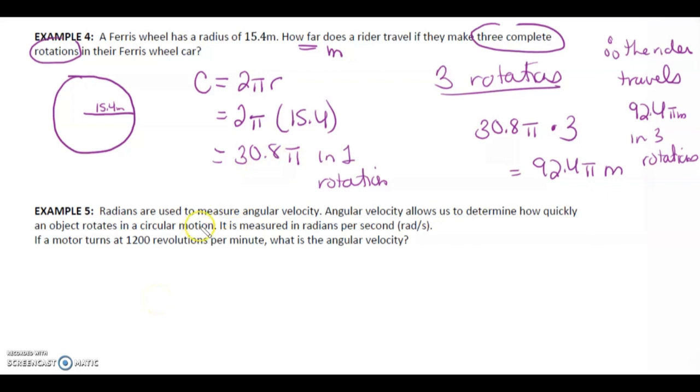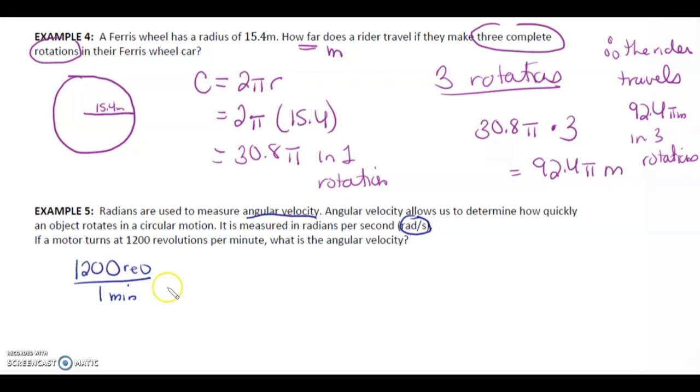Example 5, radians are used to measure angular velocity. Okay, angular velocity allows us to determine how quickly an object rotates in a circular motion, and it's measured in radians per second. So here's the question. If a motor turns at 1,200 revolutions per minute, what is the angular velocity? Okay, so first of all, we have 1,200 revolutions per 1 minute.